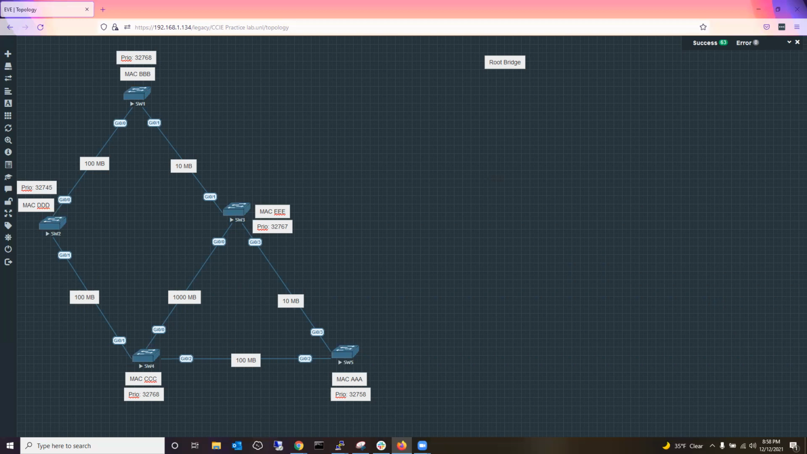So whenever we were dealing with layer 2, just to make your lives easier, any election process is going to go with whatever's lower. With layer 2, lower. Layer 3 is higher. Okay. I like that. Thank you.